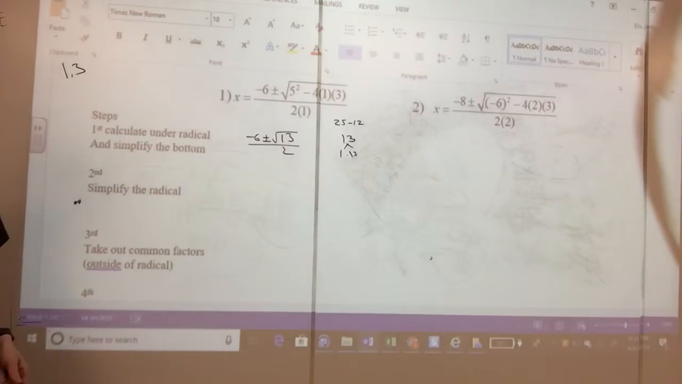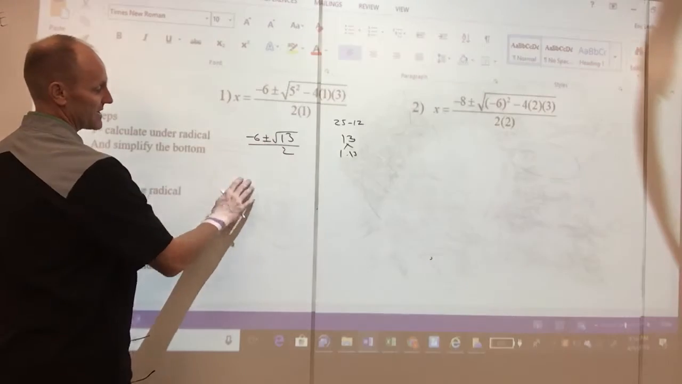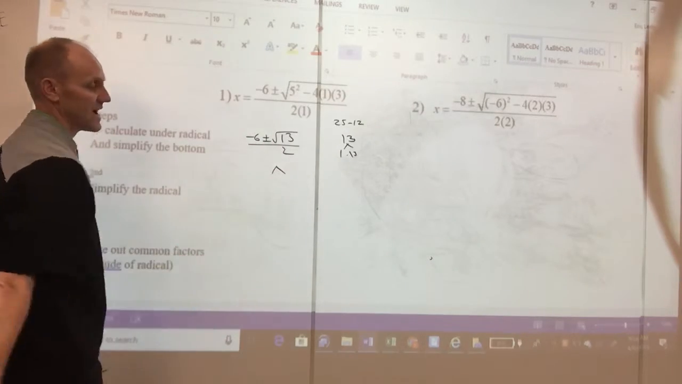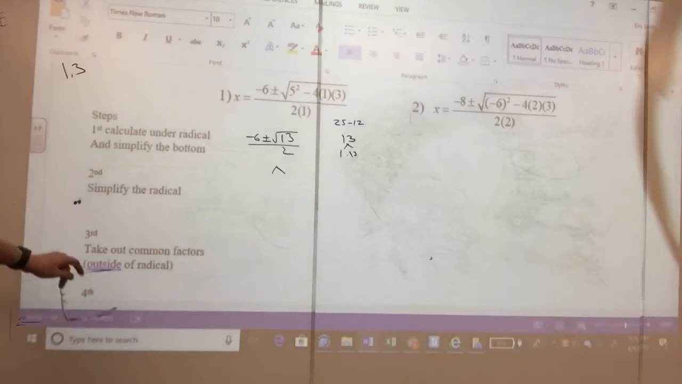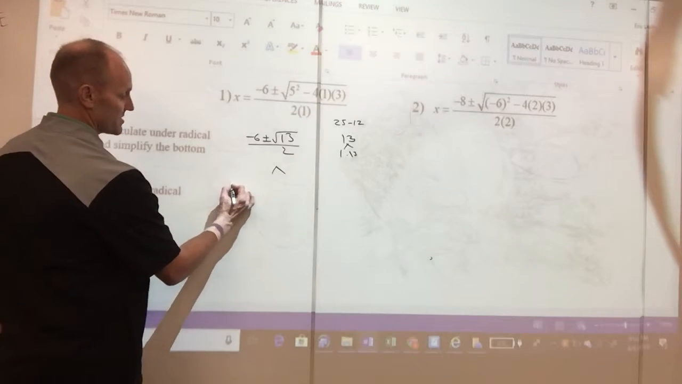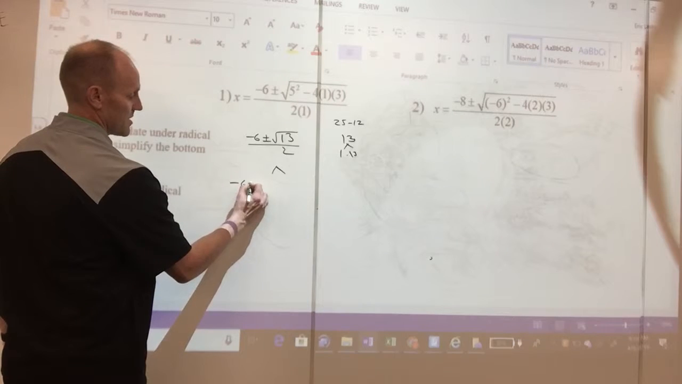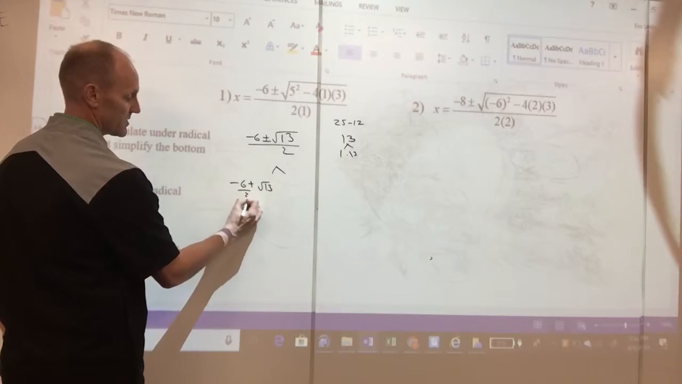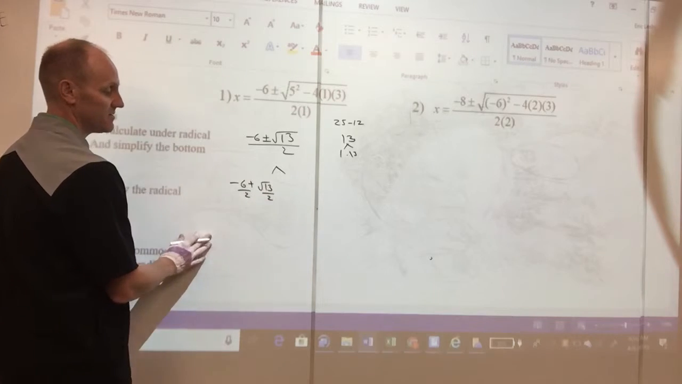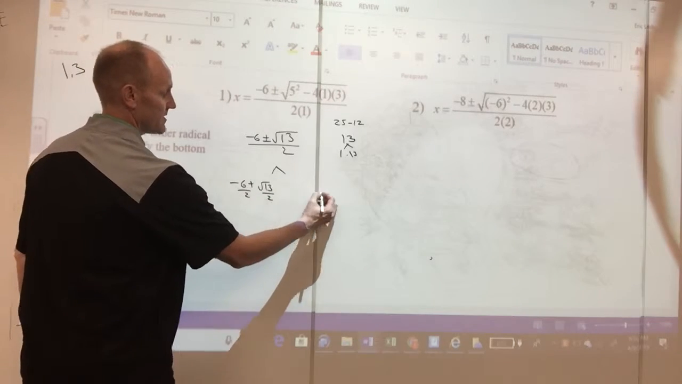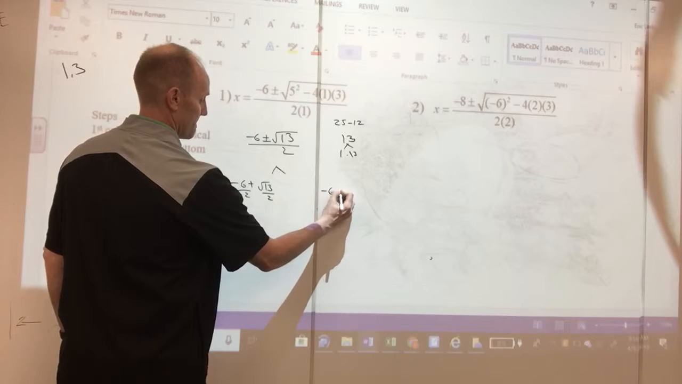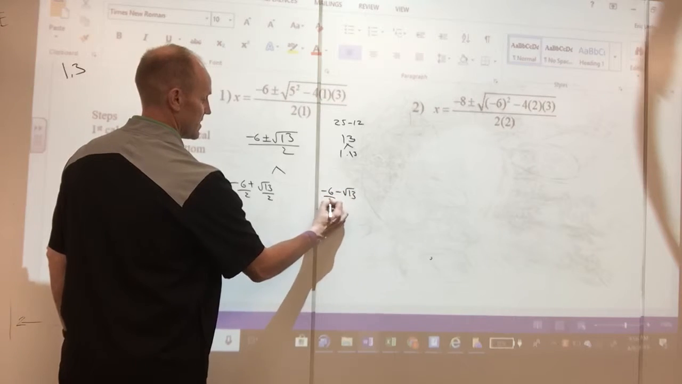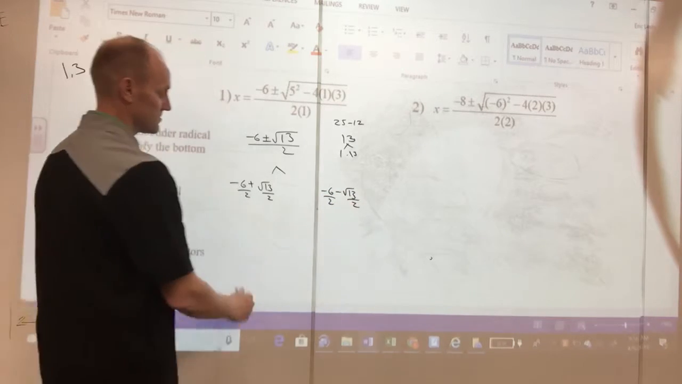So now what I can do is I really can't combine these, so I can go down my steps. The steps aren't showing, but I can split this up, and this will be -6 plus square root 13 over 2, and I'm going to put the 2's like this, like you did in the last video. And then I'll have over here -6 minus square root 13, and I'm dividing both these terms by 2.